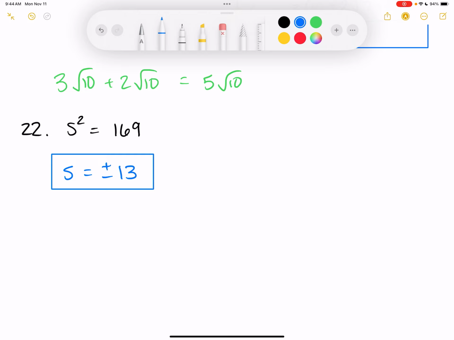Like I'm taking the square root of both sides, so it's plus or minus. Because if I square positive 13, I get 169. If I square negative 13, I get 169. If you were to write plus or minus by accident for something that doesn't have an equal sign in it, it'll be wrong.